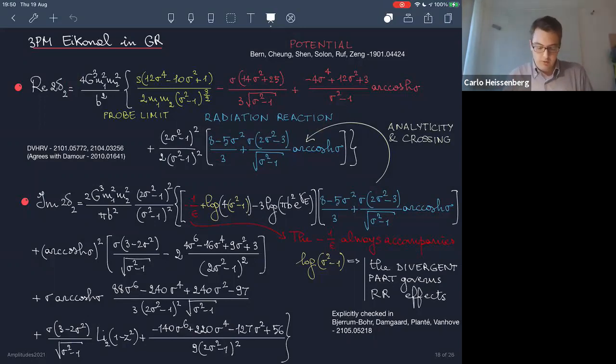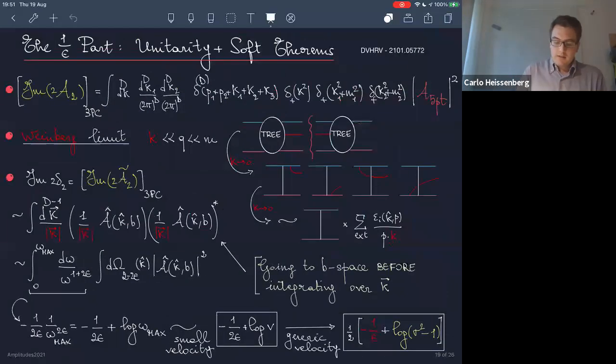Let me now mention a further simplification to this type of strategy that historically was actually the one first proposed. Instead of looking at this logarithm, it's actually simpler to determine the 1 over epsilon terms. The reason is that these terms can be targeted either by restricting to the soft exchanges in the 3-particle cut, or they can be targeted also by using the exponentiation of infrared divergences. So let me try to illustrate these two methods. The first one is, again, let me write down this 3-particle cut here.